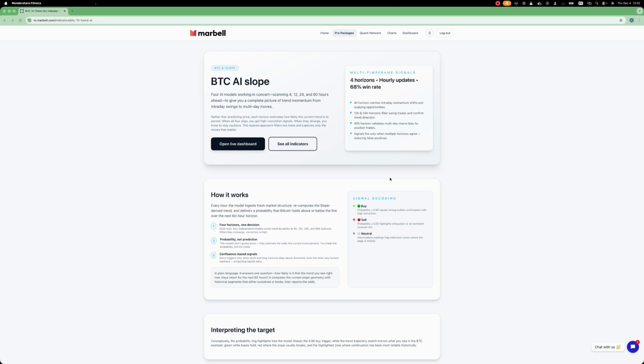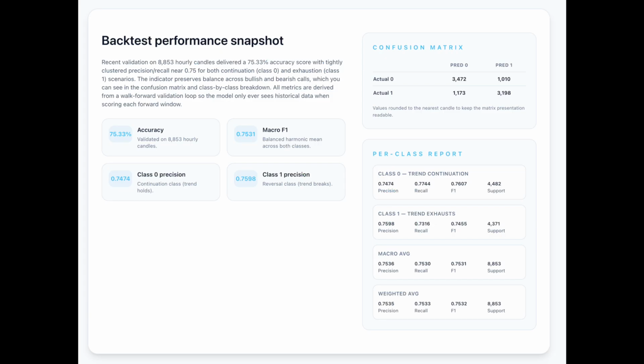It is an AI model that analyzes Bitcoin's price slope patterns and predicts the probability that the current trend will continue. And here is the key number, 75% accuracy, validated on over 10,000 hourly candles using VectorBT testing. This is amazing. That means the model only ever sees historical data when scoring each window. It means no look-ahead bias, only VectorBT validation is correct validation.